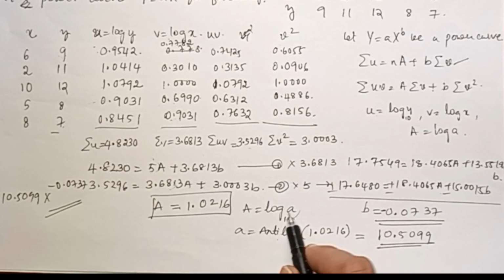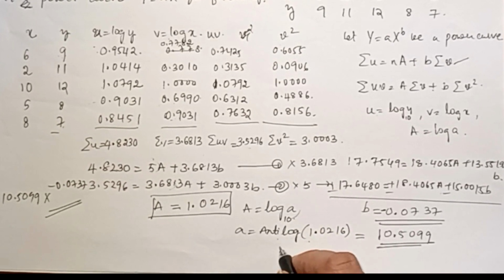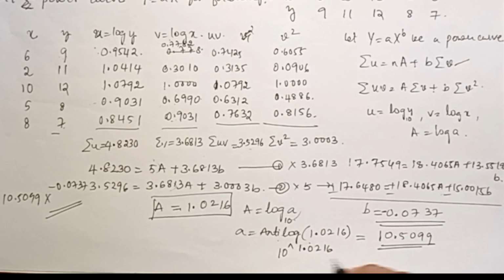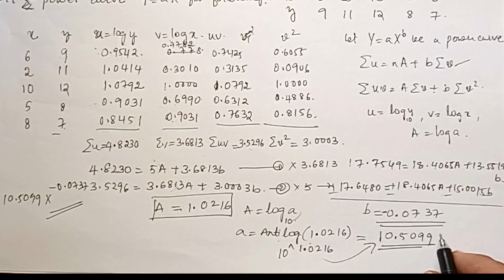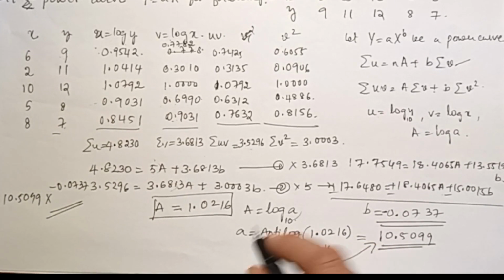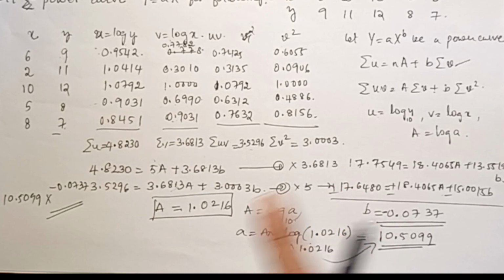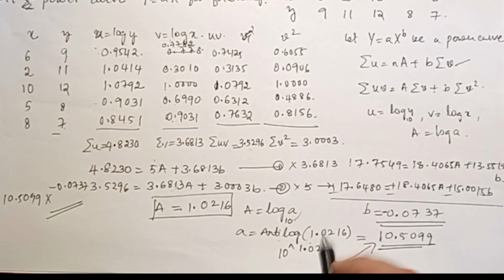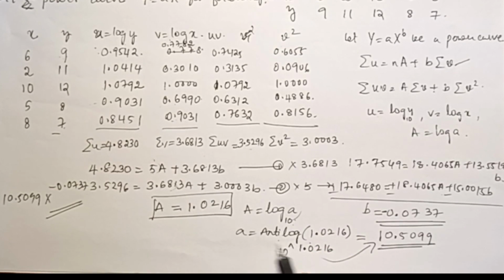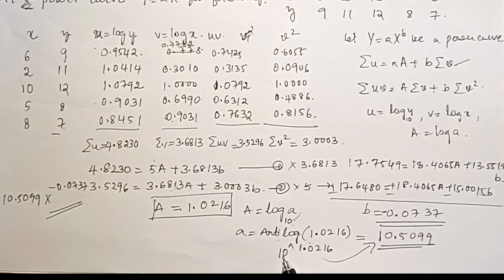And here, to get the value of a, we found the anti-log. Anti-log means you have to find out 10 to the power 1.0216. That gives you the value 10.5099. If it is natural logarithm, then it is e to the power. Inverse of logarithmic function is exponential function. So e to the power. But here this is logarithmic function to the base 10. Therefore, it is anti-log of this value, means you have to find out in the calculator 10 to the power 1.0216. That gives you 10.5099.